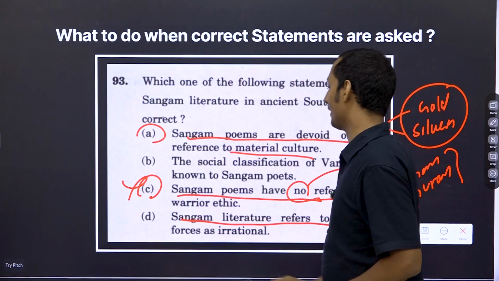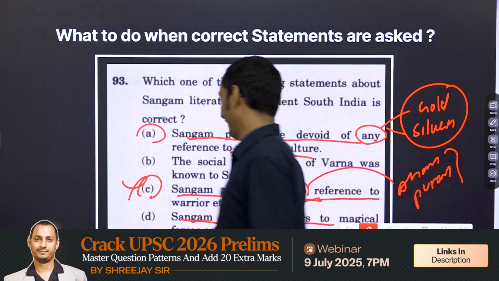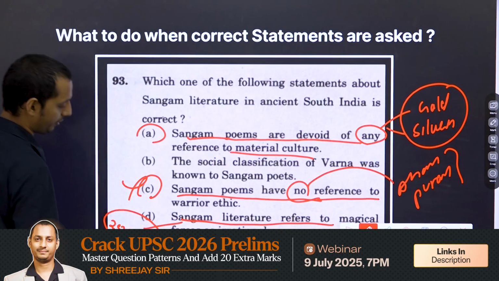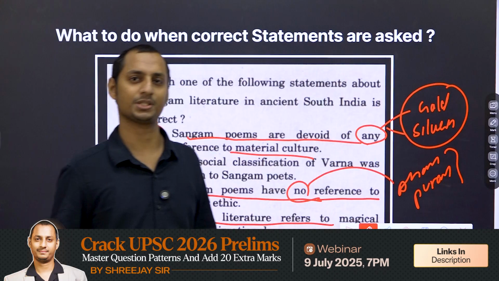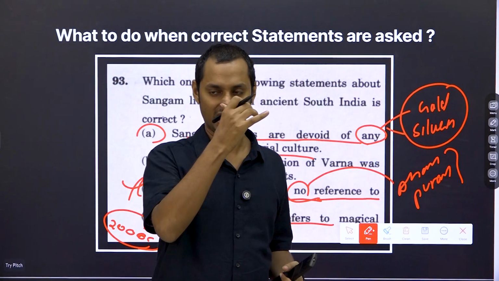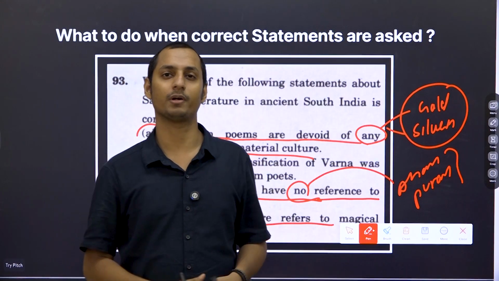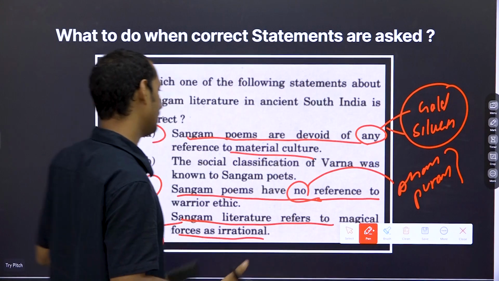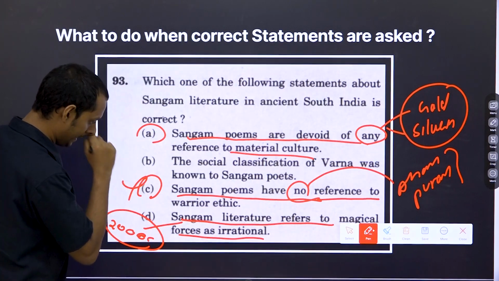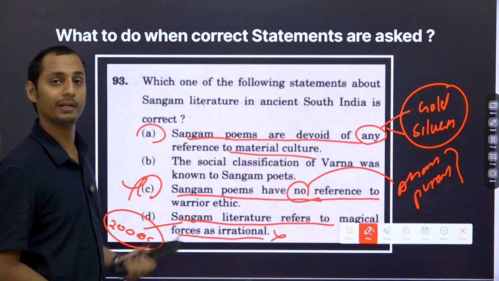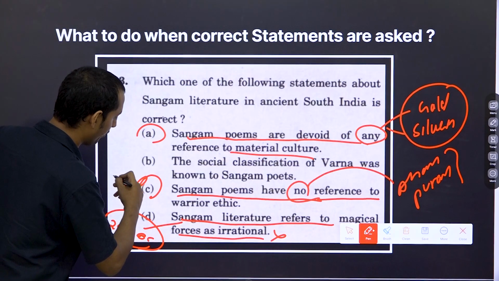Sangam literature refers to magical forces as irrational. Now, what do you think? In a society which lived around 200 BC, do you think they'd refer to magical forces as irrational? This is not a very progressive society like we have now, right? Even still, such people are there, as we saw in Bihar today: five people from a family, including children, were killed due to witchcraft. So there are still such people. But what I'm saying is, it's not possible. They wouldn't say that magical force is irrational in 200 BC. So you can go for option B.